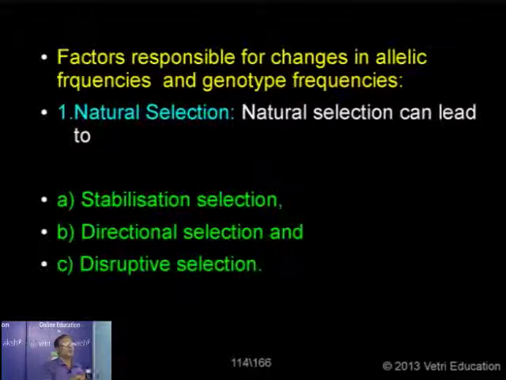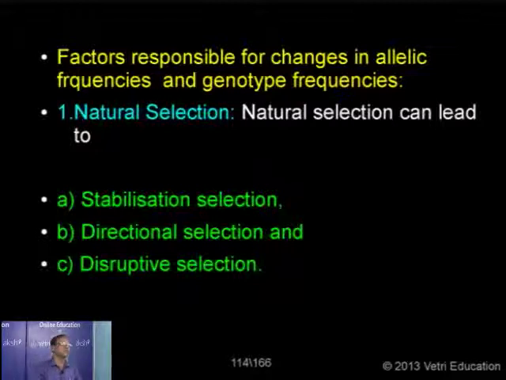Now, once again we will go in a different manner. What are the factors responsible for changes in allelic frequencies and genotype frequencies? We have to study those factors separately. First factor, natural selection. It is one of the factors affecting the Hardy-Weinberg equilibrium, or the genotype and gene frequencies. As I mentioned, natural selection we are considering only as a population genetics oriented process.